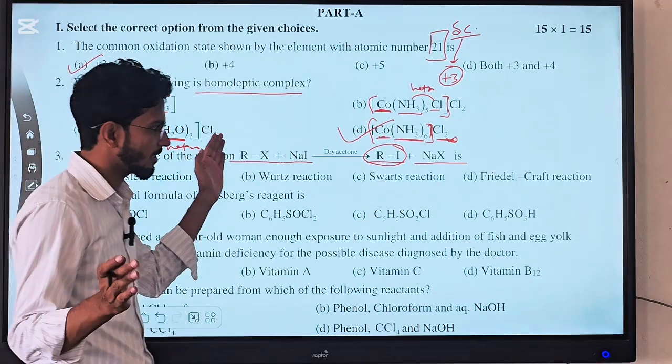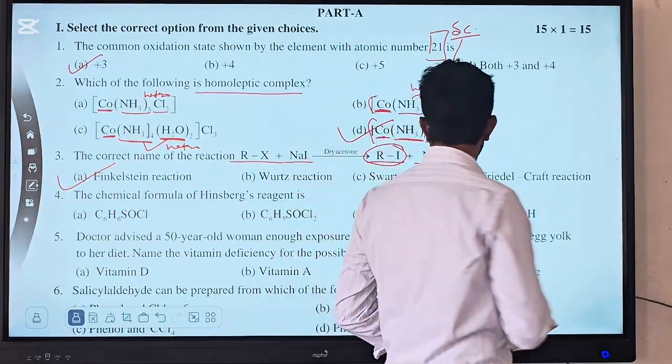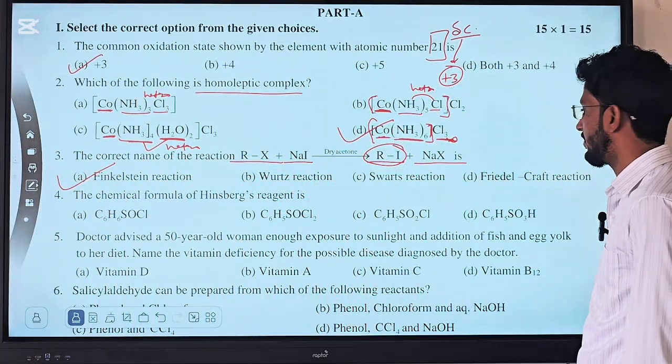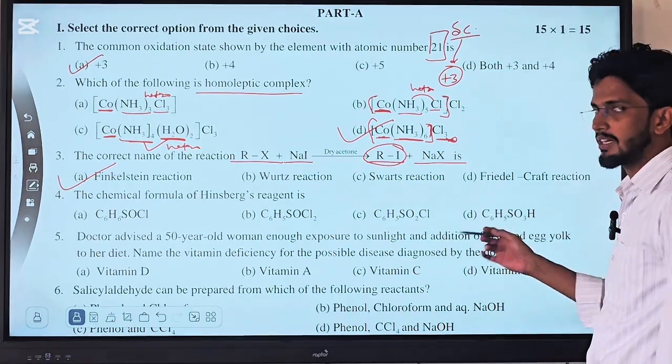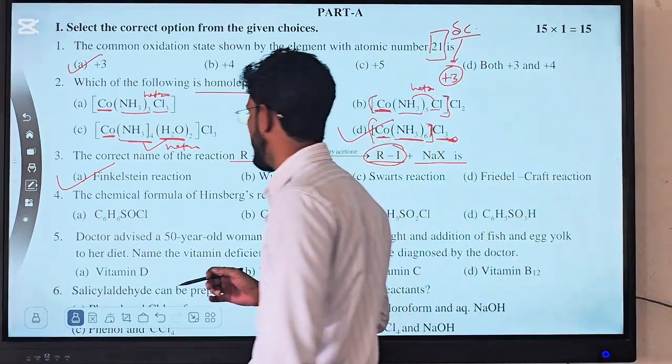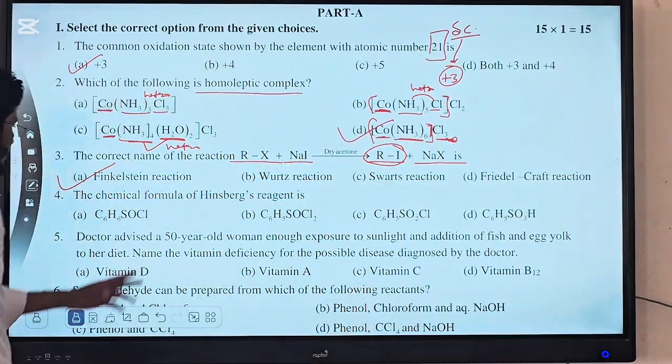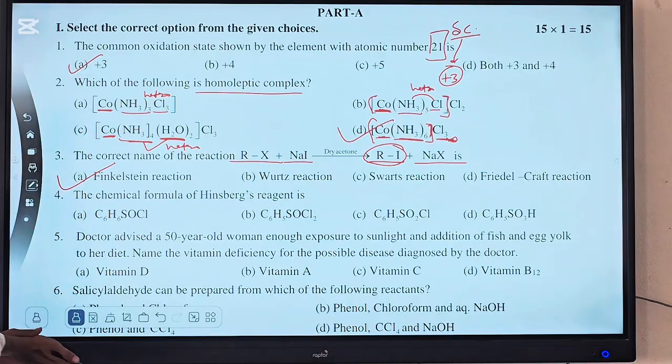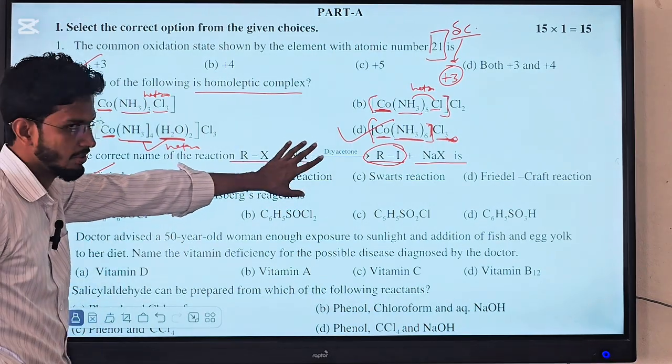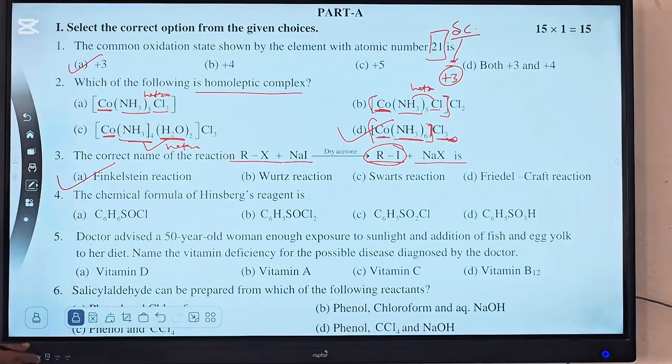In Wurtz reaction, two RX join together. In the Swarts reaction, exchange of fluorine takes place, not iodine. Friedel-Crafts is substitution of a benzene derivative, an aromatic compound. Now the answer will be the first, Finkelstein reaction. If NaI-acetone comes, the answer will be Finkelstein.